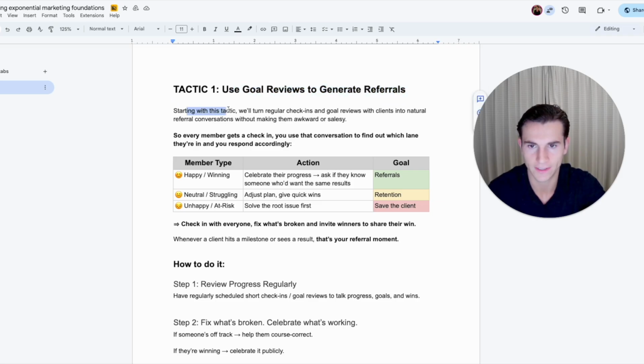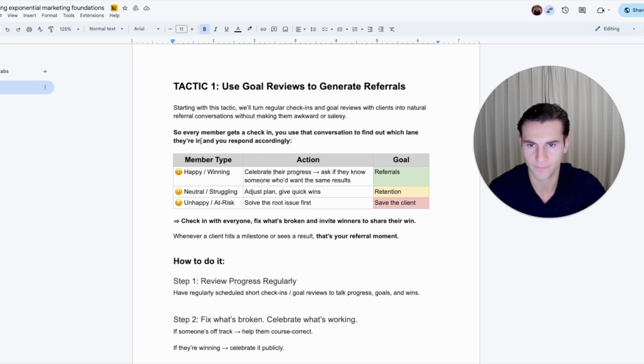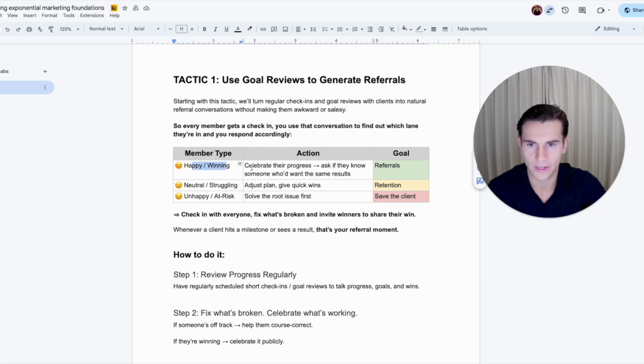Tactic number 1 is use goal reviews to generate referrals. Starting with this tactic, we'll turn regular check-ins and goal reviews with clients into natural referral conversations without making them awkward or salesy. Every member gets a check-in. Use that conversation to find out which lane they're in, and you respond accordingly. So if they're happy, you're winning, and they're in a really good state, then you're going to say, okay, listen, awesome, you achieved X result, you lost 30 pounds in however long a time frame. Do you know anyone else, one of your friends, who would not mind having the same result that you did?